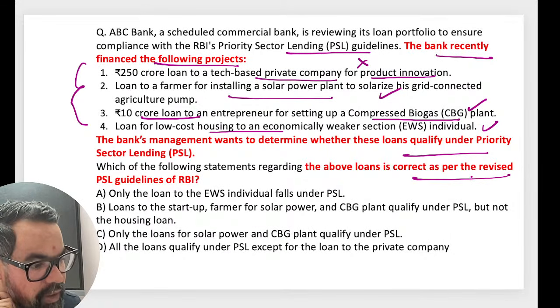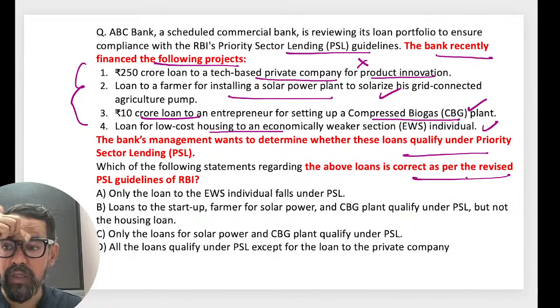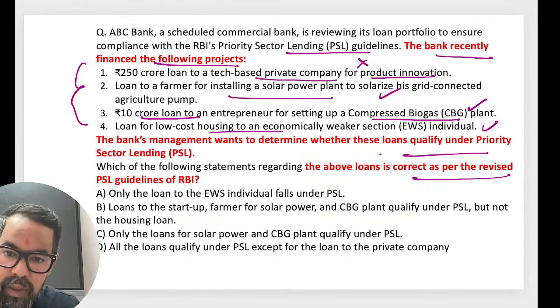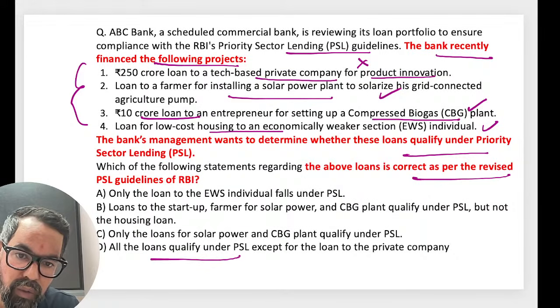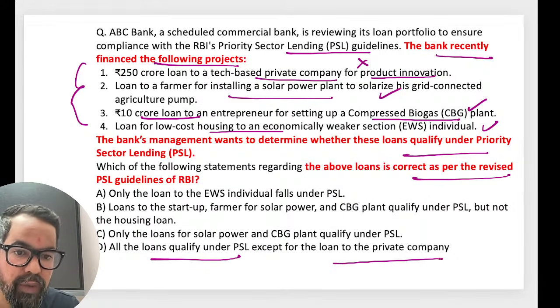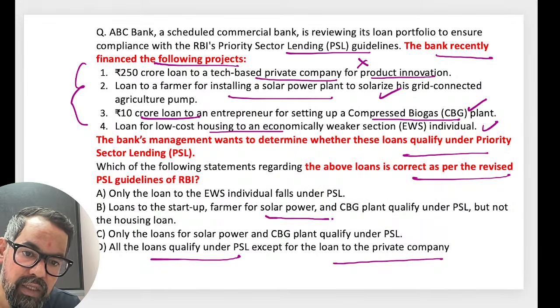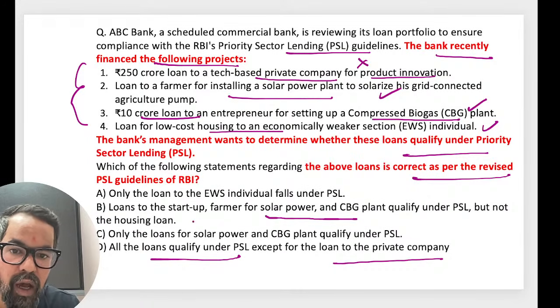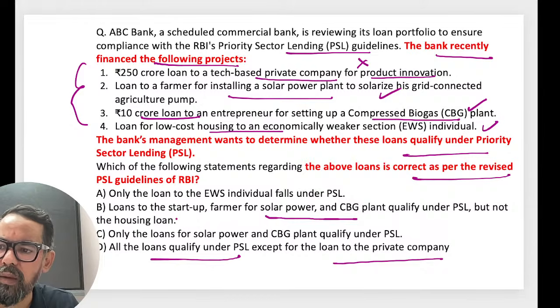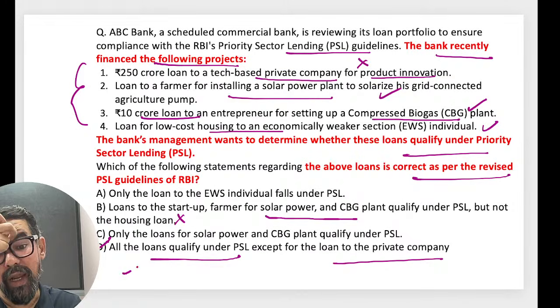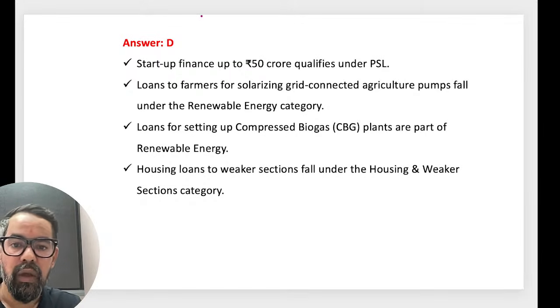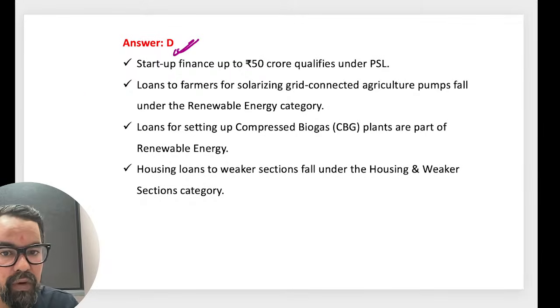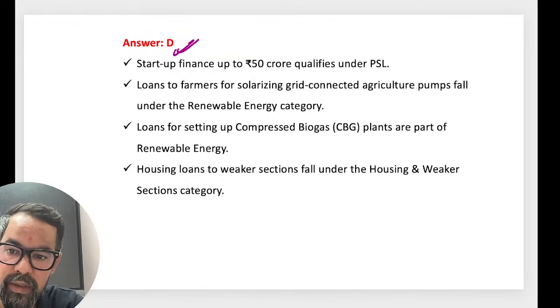Okay, what are you suggesting? Option D. Tanmay sir, Vinod sir, Indra ma'am, Muthu Kumar sir, and Gayatri ma'am are saying B. First I'll check D: all loans qualify under the PSL except for the loan to a private company. Yes, absolutely. What is B? Loan to startup and this power under this, but housing is not part of this one. Gayatri ma'am and Naina ma'am, housing is part of this one. So D will be the right answer for this question. Housing is part of your priority sector. So D is the right answer for this particular question. Correct, guys? Let's go to the next one.